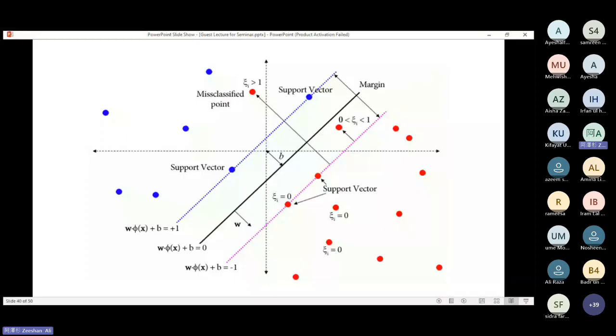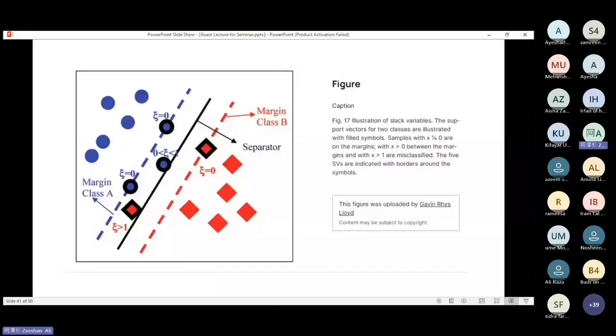This is another example of psi. For these points, the value of psi equals 0 because they are classified very accurately. If the point is inside the margin, it means that the value of psi will be between 0 and 1. And if they are misclassified, they will cross the decision boundary.